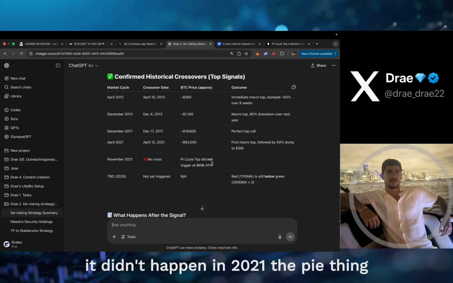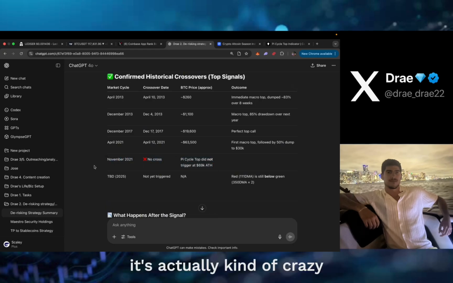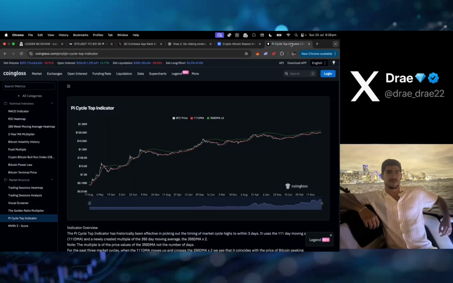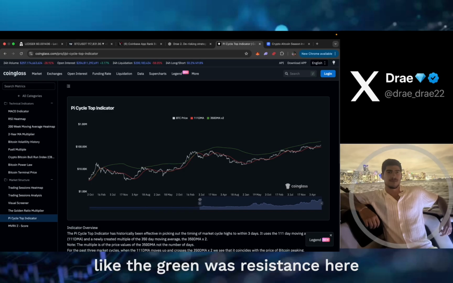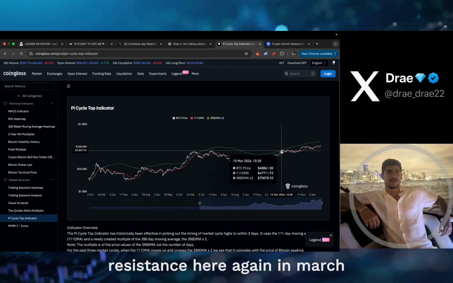Oh wow, it didn't happen in 2021, the Pi thing. It's actually kind of crazy. Well, can they act as resistance levels? Surely they can. Like the green was resistance here. Resistance here again in March.